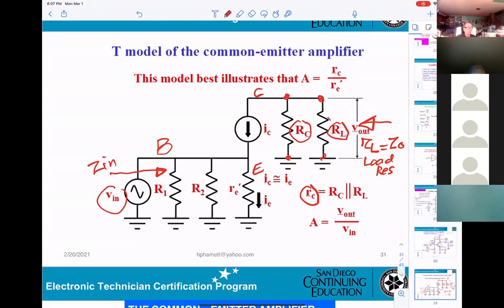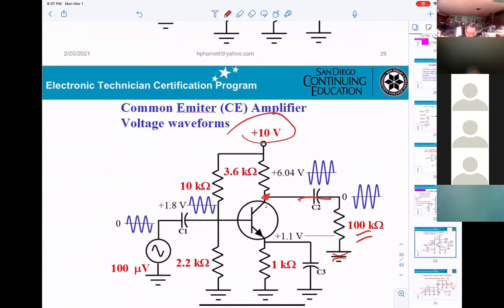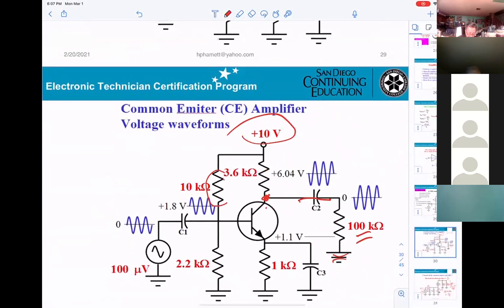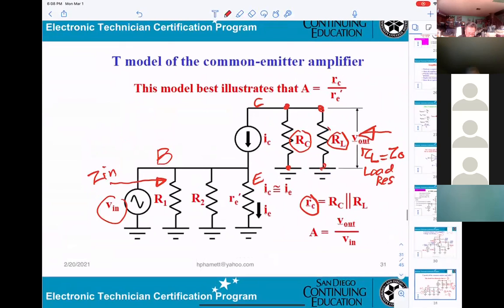So what does G in equal? R1 parallel R2 parallel R prime E. Okay, now R1 parallel R2, you understand again. If you're looking at this one, R1 has one side connected to 10 volts, which could be the root, and R2 is already connected to the base and the root. So that's why they're parallel. R1, R2 parallel.